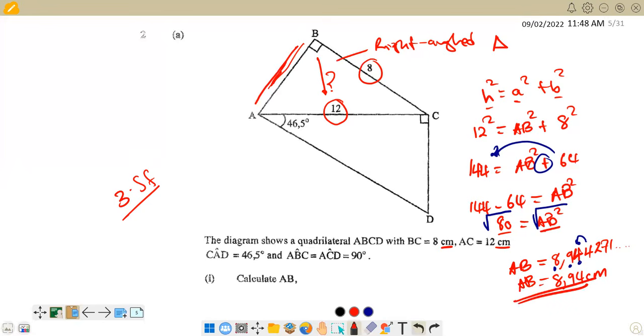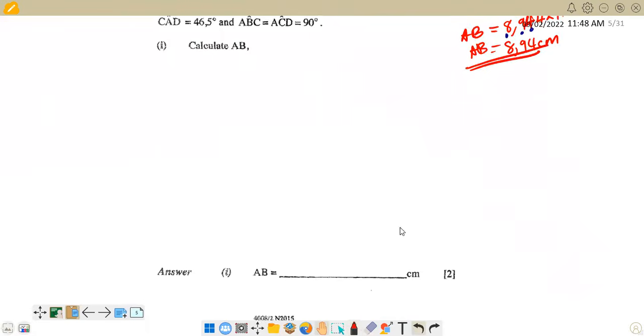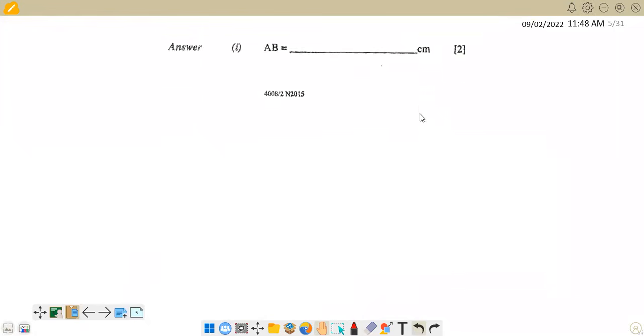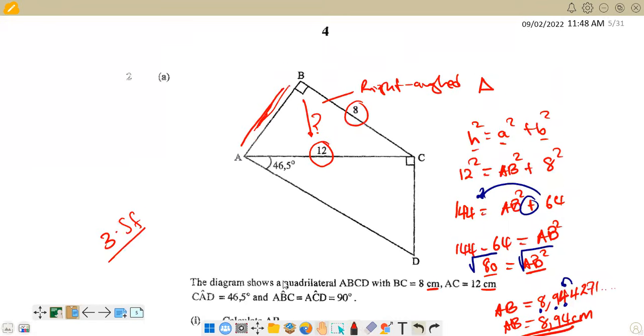All right, so let's see the other part that we are given. We've got our AB now. That was 2 marks. All this space for AB, guys, just imagine. The whole question was just to calculate AB, and the whole page just covered calculating AB. Anyway, let's see the other page here.